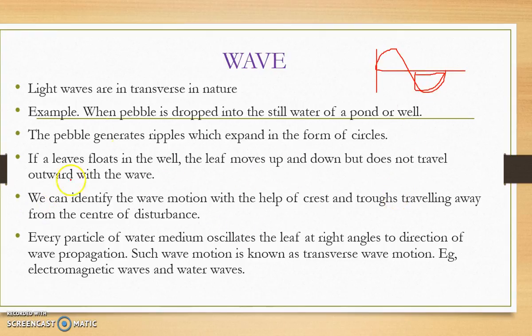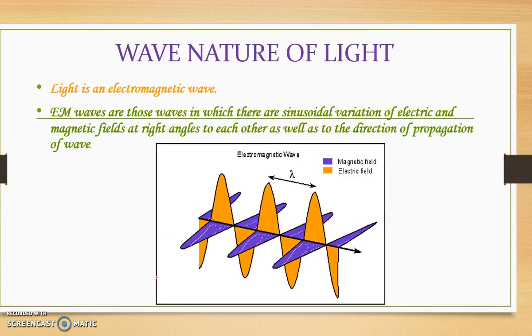So based on the leaf floating in the pond, we can identify the wave motion with the help of crests and troughs traveling away from the center of disturbance. Every particle of the water medium oscillates, so the leaf moves at right angles to the direction of wave propagation. Such wave motion is known as transverse wave motion. For example, electromagnetic waves and water waves.